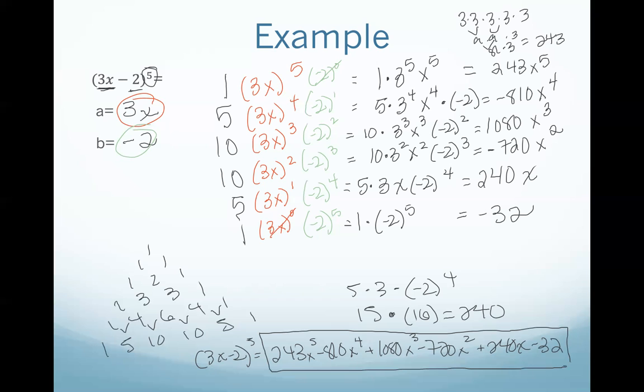Okay, so binomial theorem is each part. We have the coefficients, we have our a's, and we have our b's. Put them all together, and we can get our polynomial without having to multiply 3x minus 2 times itself 5 times. If you wanted to check, you can try the long multiplication and verify that you get the same polynomial.